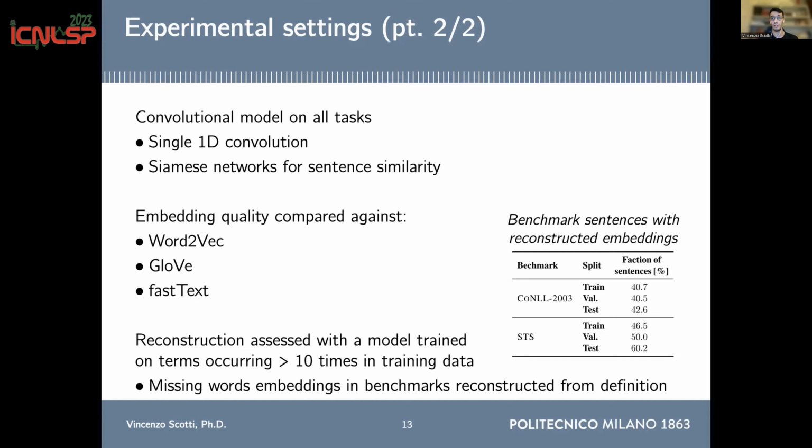You can see on the right the statistics, so we had a very large part of the sentences in both benchmarks that contained samples with missing words. For example, in the STS test set, we even had 60% of the sentences to compare that contained words that were not in the original training data of the truncated Def2Vec model. And we did all this process to compare the results of the reconstructed embeddings to those of the original Def2Vec model trained with the entire dataset.